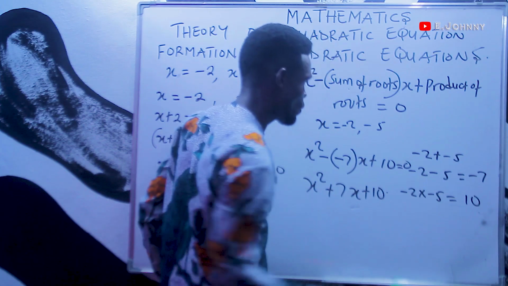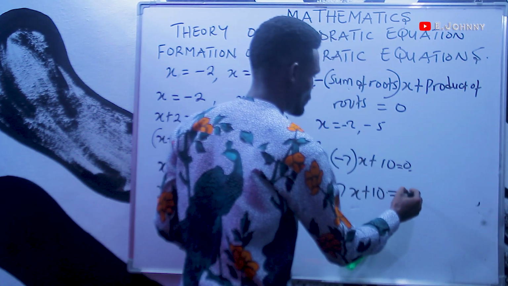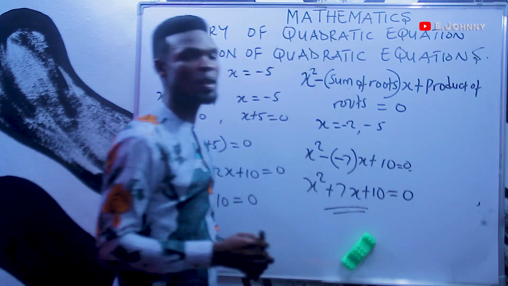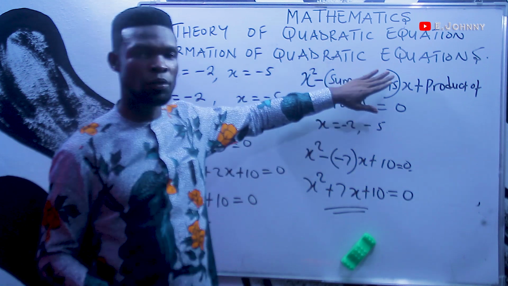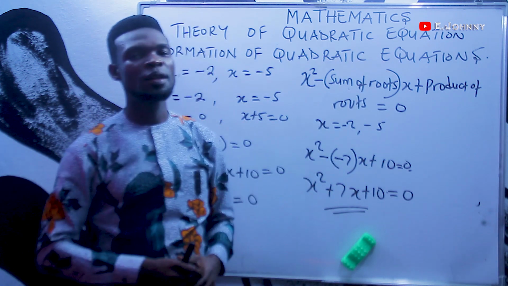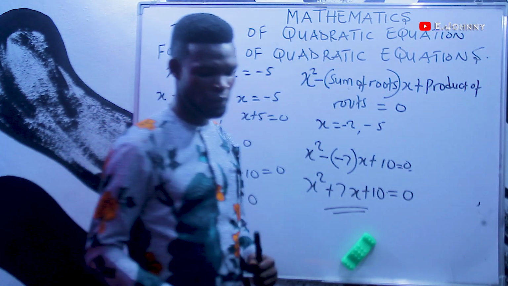Then don't forget to equate it to 0. Okay, equals to 0. So those are the two methods we have, by this or the use of formula. That's exactly how to form quadratic equation from its given roots.